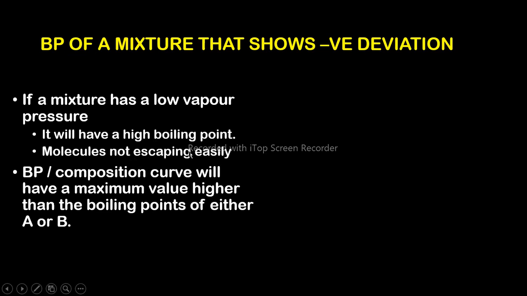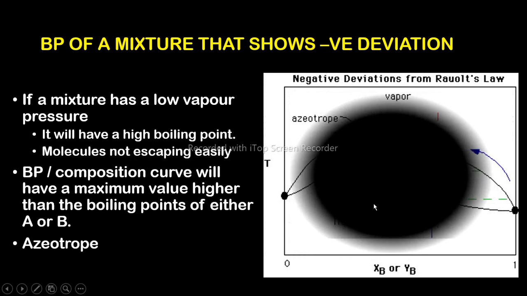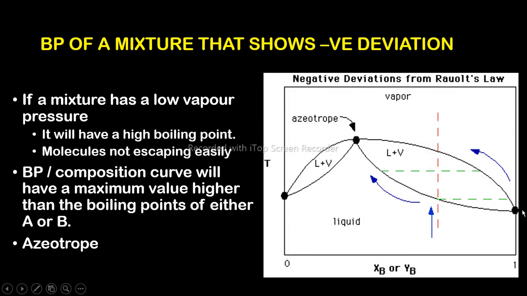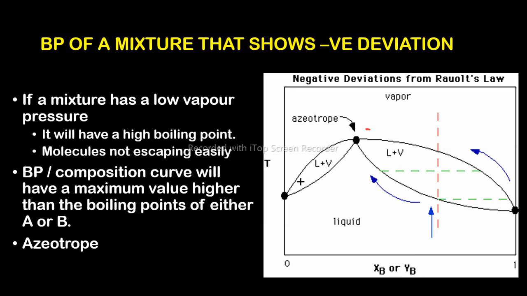So therefore, the boiling point composition curve is going to be like this. Have a look. Yes, it is going to be a maximum. This is the boiling point of the pure liquid, maybe pure A, and this one is the boiling point of pure B. So you can see B is at a slightly lower boiling point than A. This is the liquid phase, this is the vapor phase, and this is the liquid-vapor equilibrium.